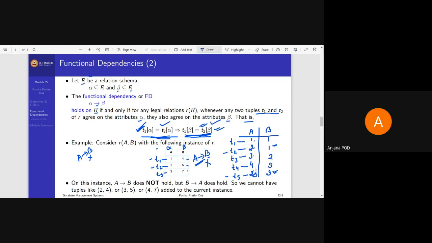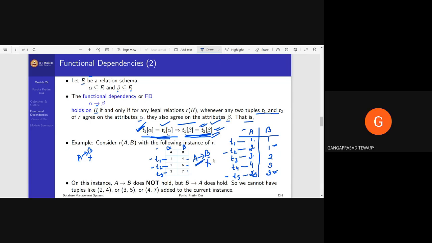If all the values are unique, then we can simply say that yes, A determines B, because we do not need to check the criteria. Only if there are two, three, or four tuples which have matching values will we check this particular condition. If there are no common tuples on the left hand side, then you can simply say that A determines B.